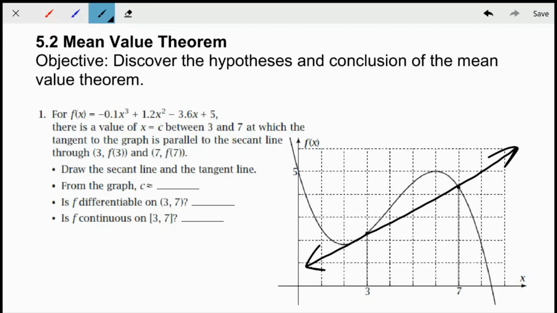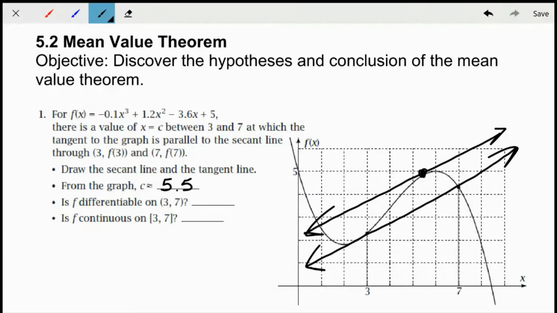Now, what I'm looking for is a tangent line that would be parallel to this secant line in the interval 3 to 7. And you can see that if I translate that line up, it's going to be somewhere around here. I've got my secant line and my tangent line would be parallel, and that's my point of tangency. So that point of tangency is somewhere around, let's see, around 5.5. So I'm going to write that here.